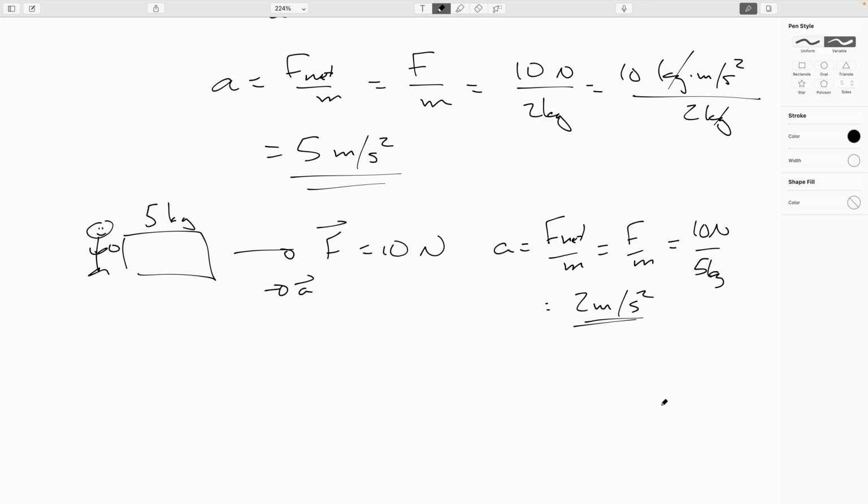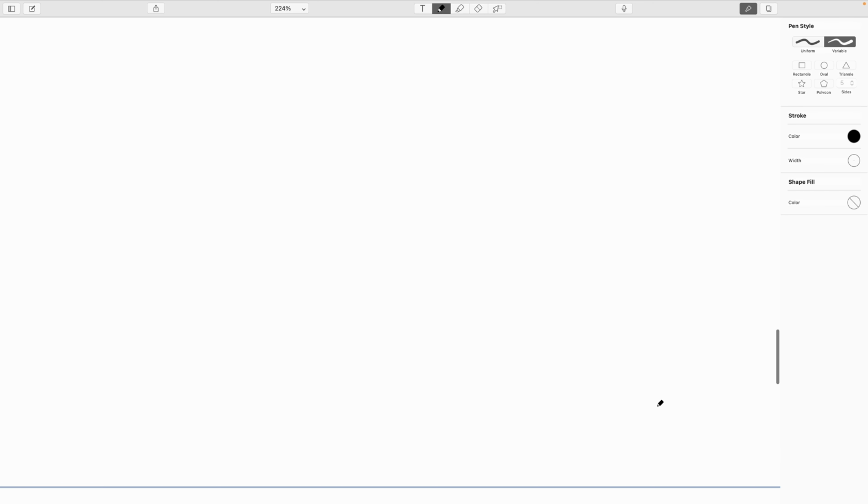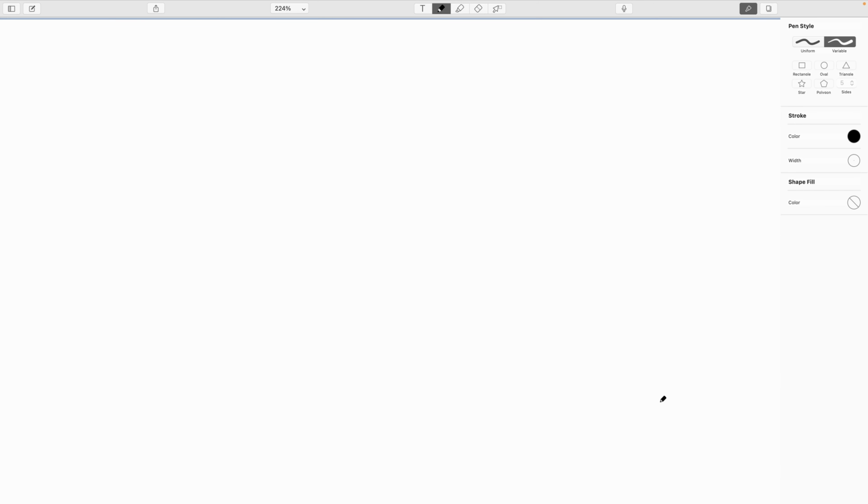Now, one of the other uses of Newton's second law is when we have kinematics situations, or situations that look kinematic-y, but we don't have enough information. So let's say that you're pushing a 2 kilogram box again.